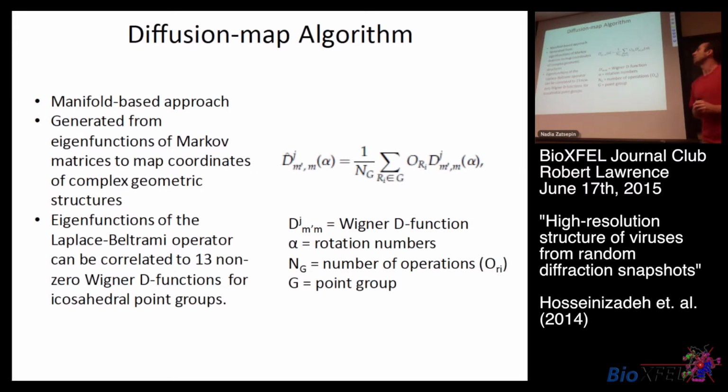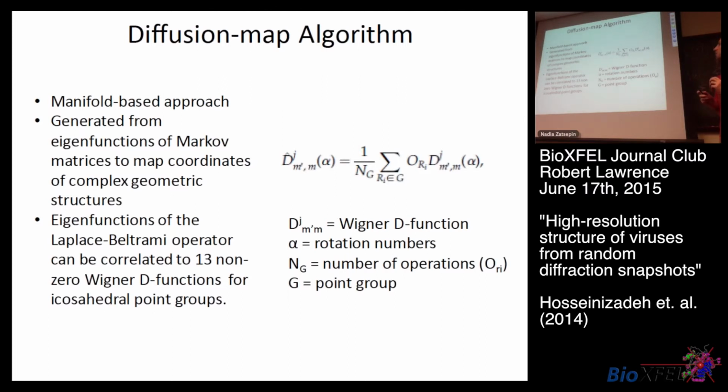This is generated from eigenfunctions of Markov matrices to map coordinates of complex geometric structures. Basically, what that means is that when you have the diffraction of your object, we need to describe that in a geometric fashion. And the unknown here is what the eigenfunctions are.